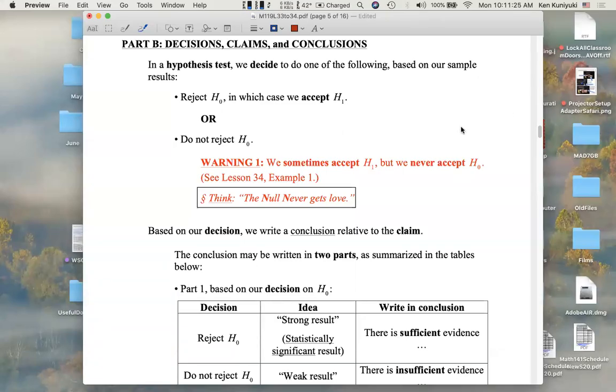Hi, everyone. Let's talk about decisions, how to decide to reject the null or not, and writing down final conclusions relative to the claim, or in terms of the claim, so that a layperson can read it. Someone who hasn't taken statistics. Shame on them. Okay, in a hypothesis test, we decide to do one of the following.